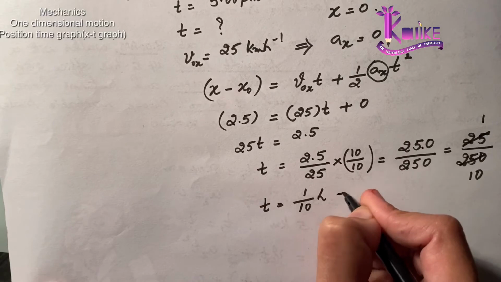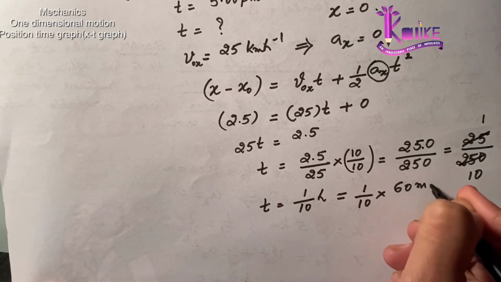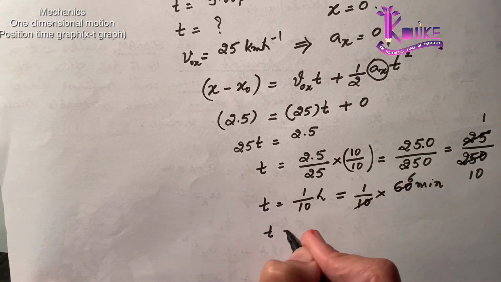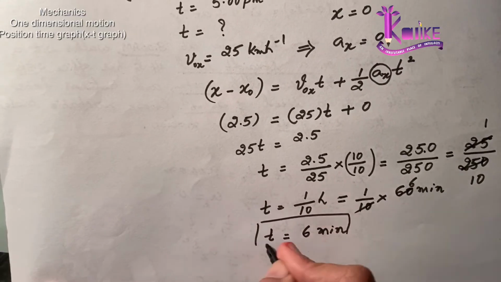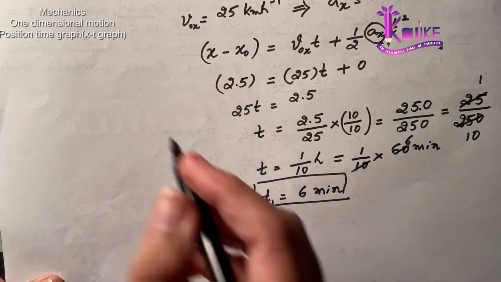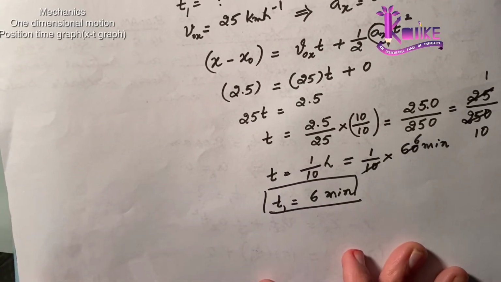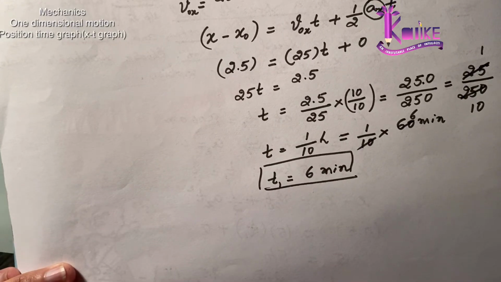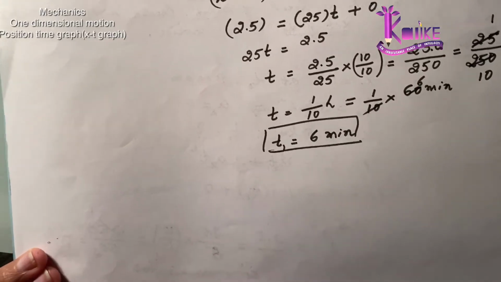So, how much is 1 by 10th of an hour? 1 hour is 60 minutes. Now, if you multiply that by 60 minutes, you have 6 minutes. She takes just 6 minutes to reach her home in an auto. So, this is her new time, this is T1, which we have calculated now. Now, we have to choose a suitable scale and then we have to plot the graph. So, let us plot the graph.